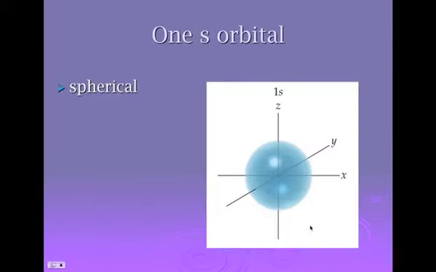So these are just some shapes that I want you to know. The sole S orbital is the shape of a sphere. That's how you can remember it. It's S, and it's a sphere. And there's only one of them.